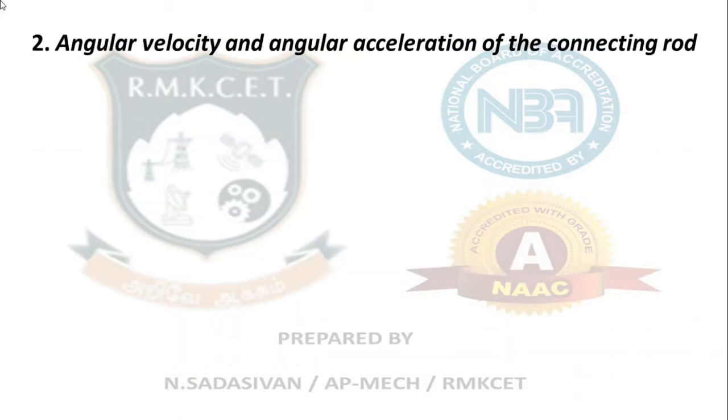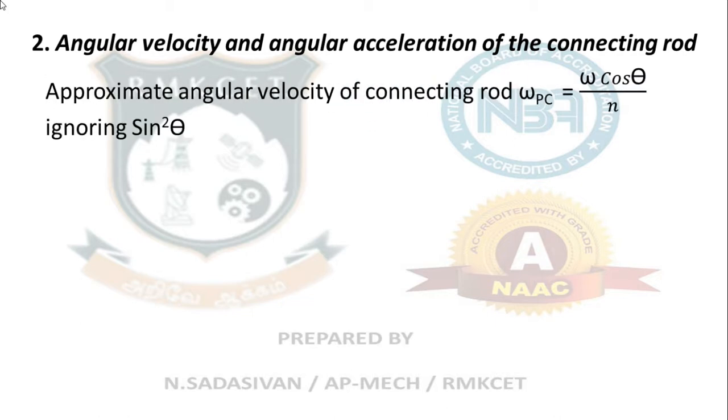Now we are moving to the second question, angular velocity and angular acceleration of the connecting rod. So approximate angular velocity of the connecting rod. See, the formula that we have been using till now is an accurate formula, and here we are introducing an approximate formula. Please note down this formula. You have to make a note of this.